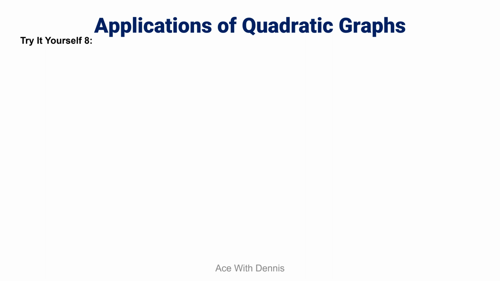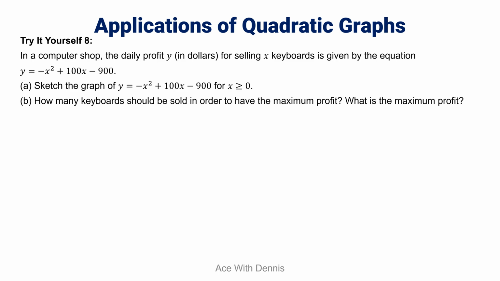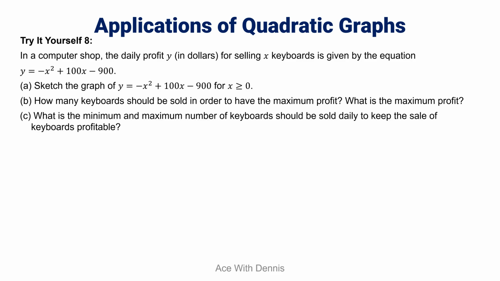Now let's try this example 8 yourself. In a computer shop, the daily profit Y in dollars for selling x keyboards is given by the equation Y equals negative x squared plus 100x minus 900. A. Sketch the graph of Y equals negative x squared plus 100x minus 900 for x greater than or equal to 0. B. How many keyboards should be sold in order to have the maximum profit? What is the maximum profit? C. What is the minimum and maximum number of keyboards that should be sold daily to keep the sale of keyboards profitable? You can pause the video and try to do it yourself.